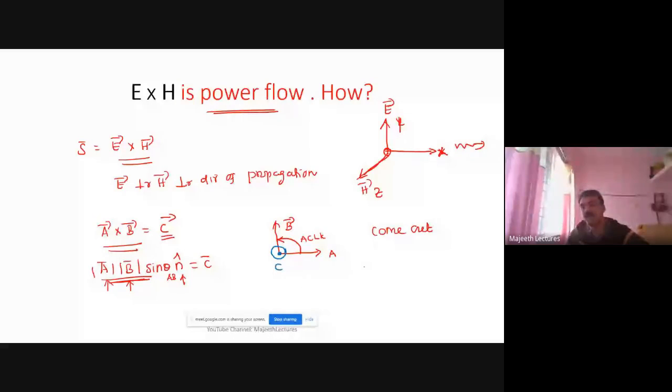Coming out is indicated by the symbol dot like this, right? So when you rotate anything in anti-clockwise direction, the result will be coming out. Are you understanding the logic? Okay.